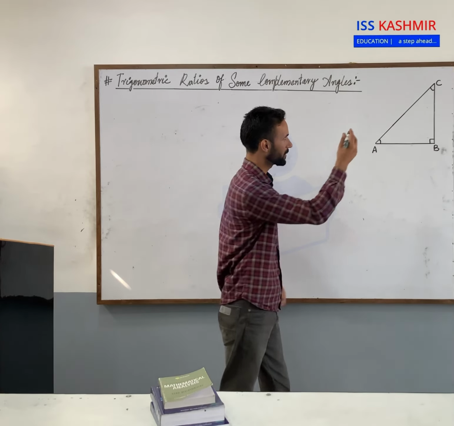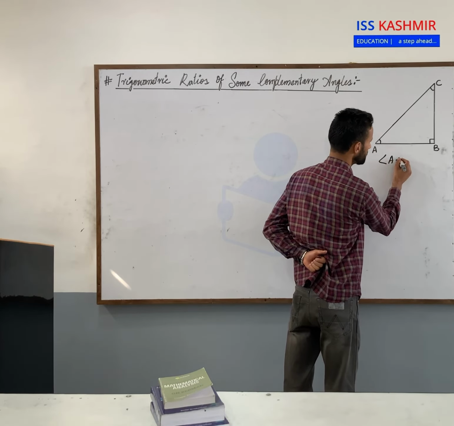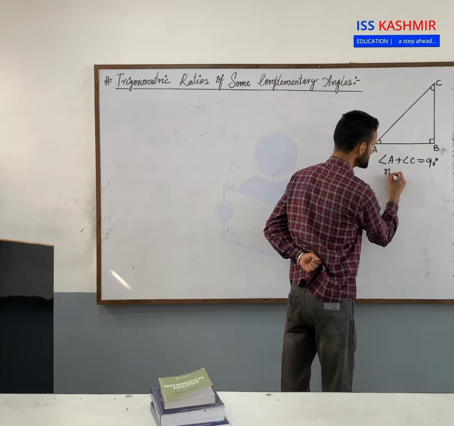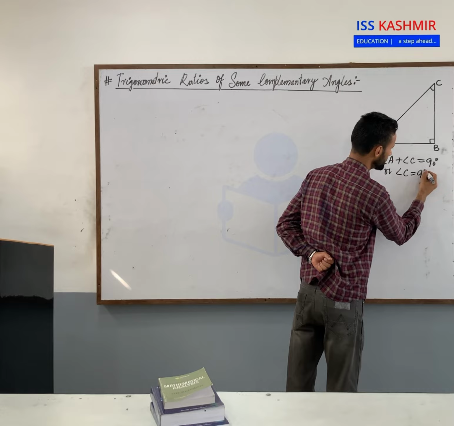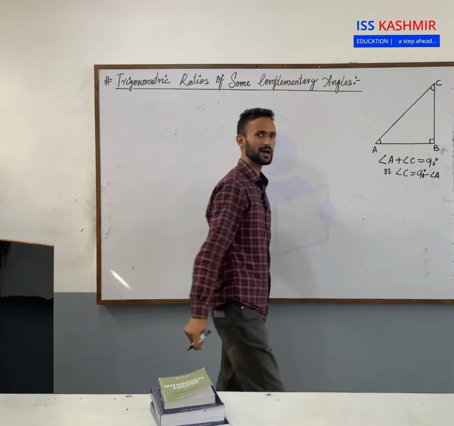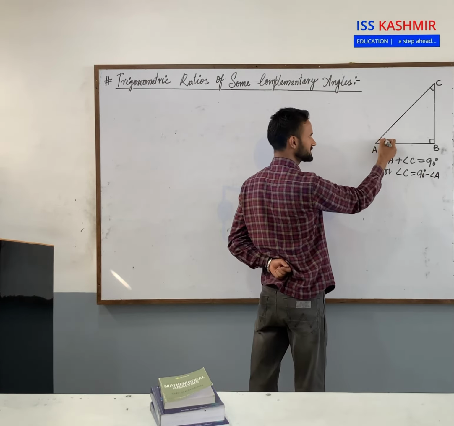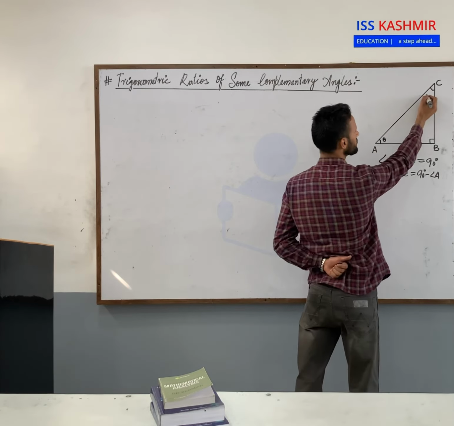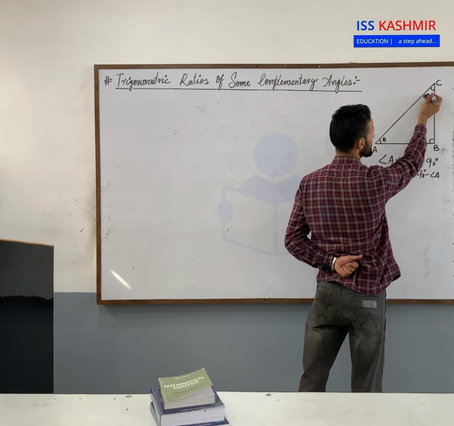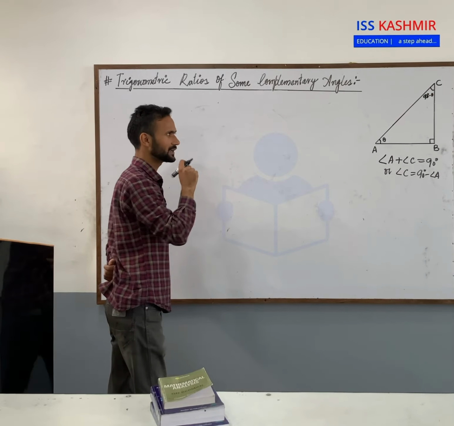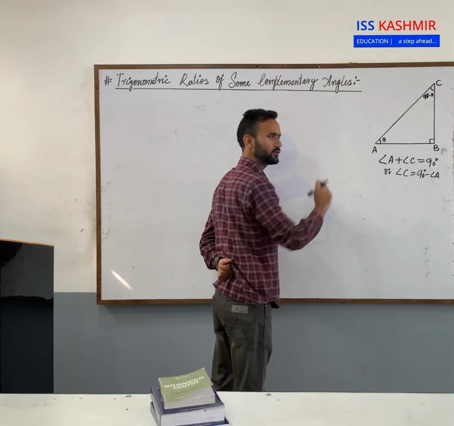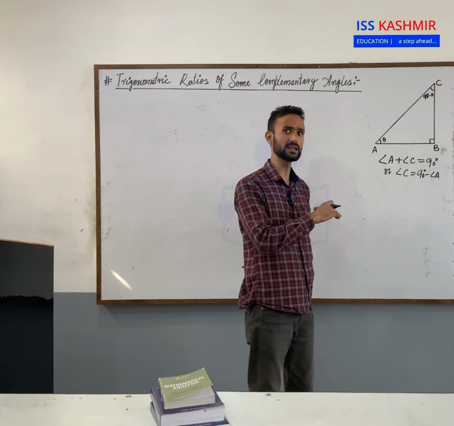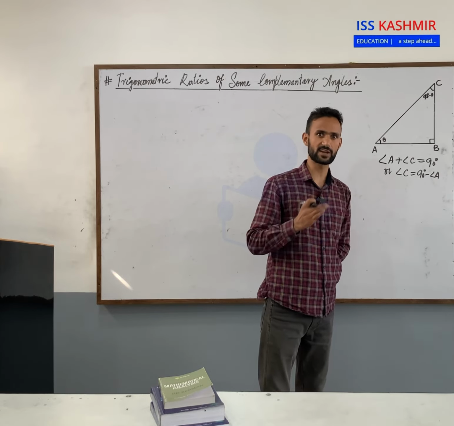Now, by the angle sum property of a triangle, angle A plus angle C will be equal to 90 degrees, or we can say angle C is equal to 90 degrees minus angle A. Now, if we take this angle A as theta, then by the definition of complementary, angle C will be equal to 90 degrees minus theta. Now, we calculate trigonometric ratios for this acute angle theta, which gives us the relationship between this acute angle and the lengths of the sides of this right triangle.